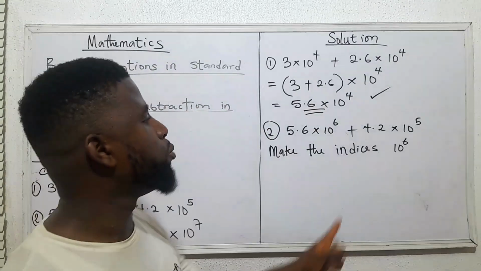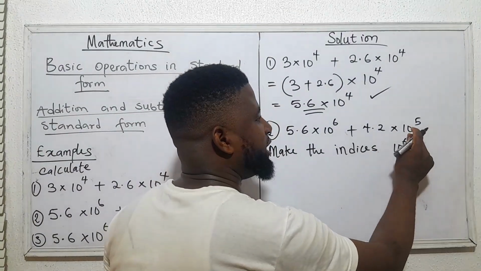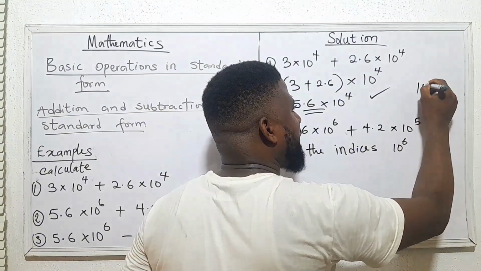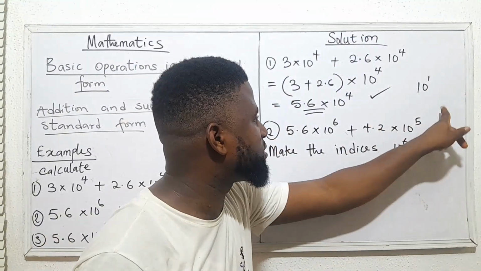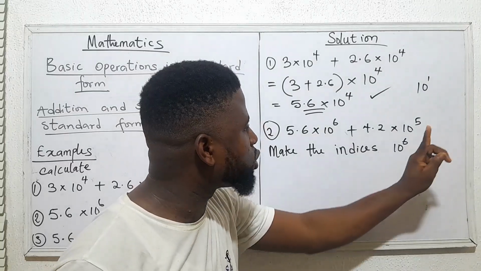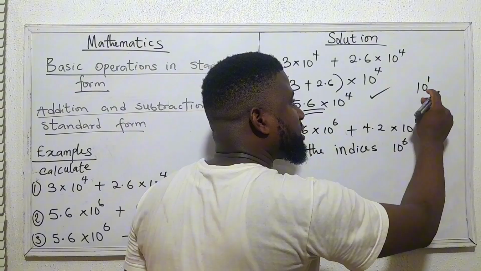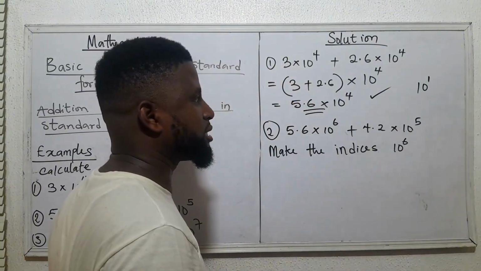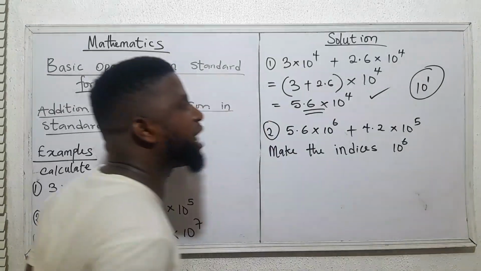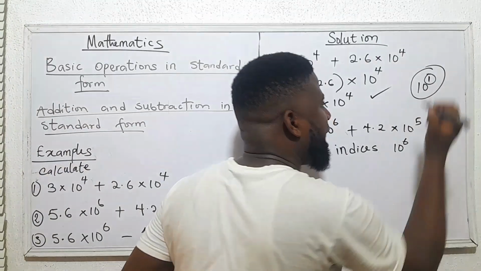Now, to make the indices 10 raised to power 6, it means that I need to add 10 raised to power 1 to 10 raised to power 5, right? To make 5, 6, I need to add 1. Which means I need 10 raised to power 5, 10 raised to power 1 to make 10 raised to power 6. Now, how can I achieve 10 raised to power 1? It means that at this point, n is positive.